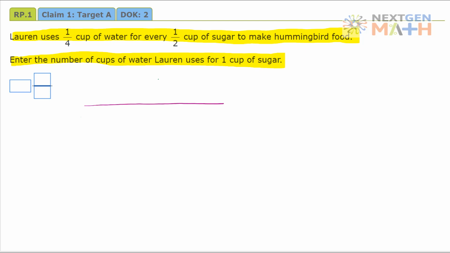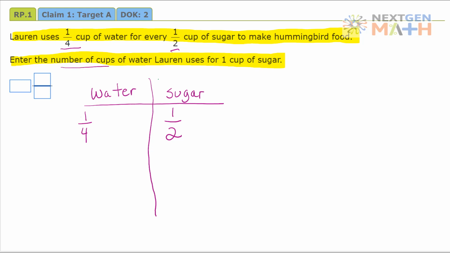Well, one way we can solve this problem is to create a table. What this table is going to compare is the amount of water that's used in the hummingbird recipe with the amount of sugar. What we know is that for every 1/4 cup of water, there needs to be a half a cup of sugar. So our goal is to enter the number of cups of water Lauren uses for 1 cup of sugar. So we know that we need to get to 1 cup of sugar, and so how much water is that?